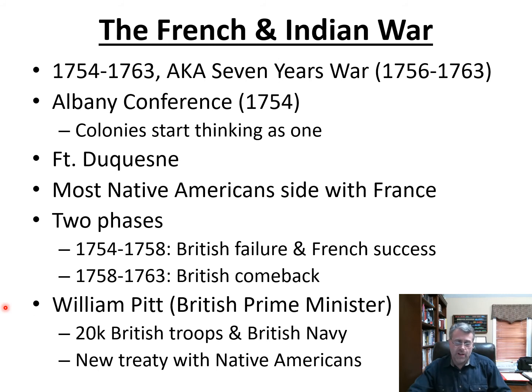So George II turns to his new prime minister, a guy named William Pitt. Prime minister is kind of like the British equivalent of the American president. He's the chief administrator in Parliament. At any rate, the king is still the king, but the prime minister is kind of the chief spokesman for the elected government in England.